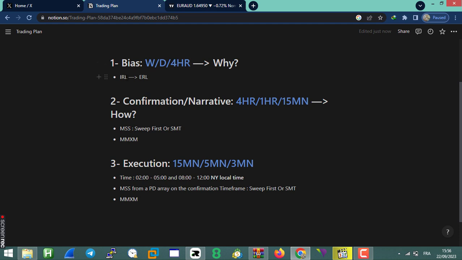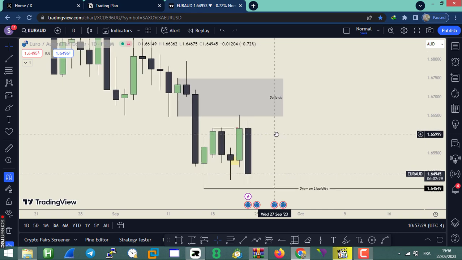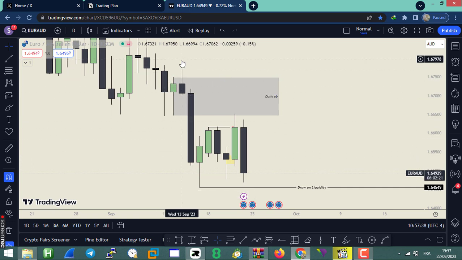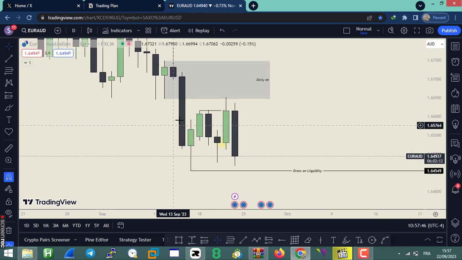So we want to see price go from internal range liquidity, and then we're going to target external range liquidity. Let's go to the charts and show you how that looks. So here we have the euro against the Australian dollar chart. As you can see here, we have a nice displacement to the downside. This is the first thing you want to look for, a nice, energetic displacement, and you want it to leave a fair value gap behind, right?